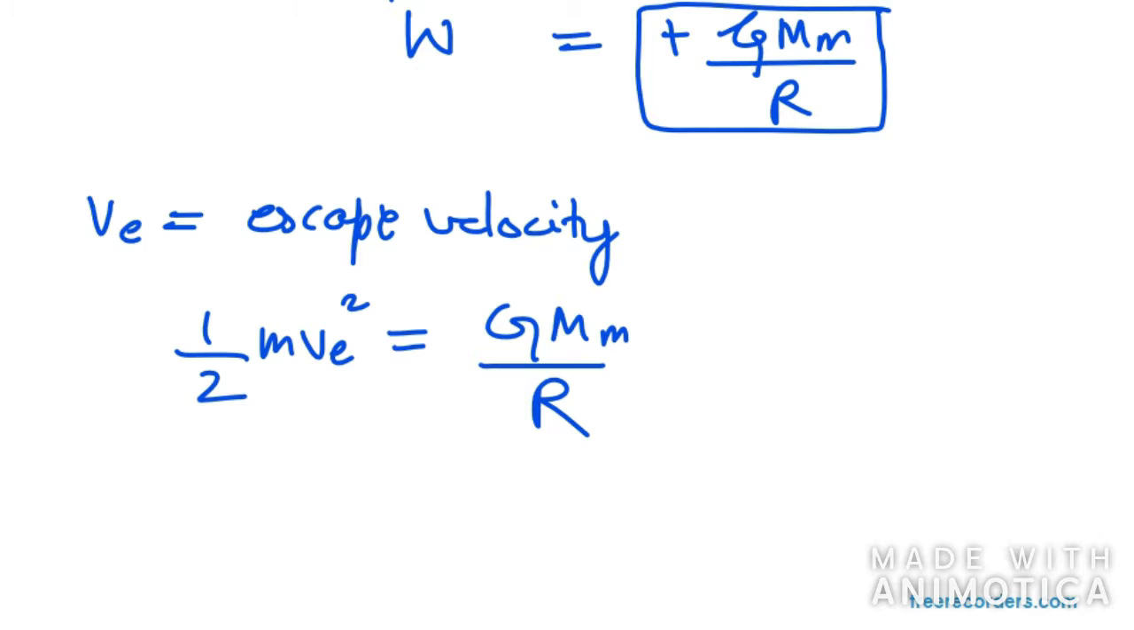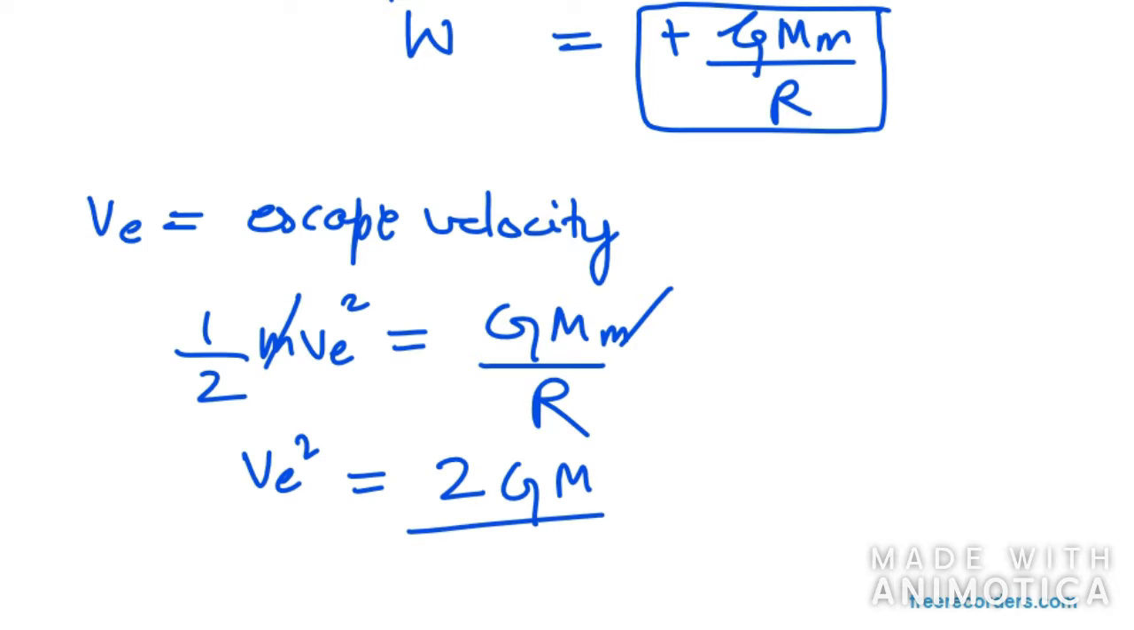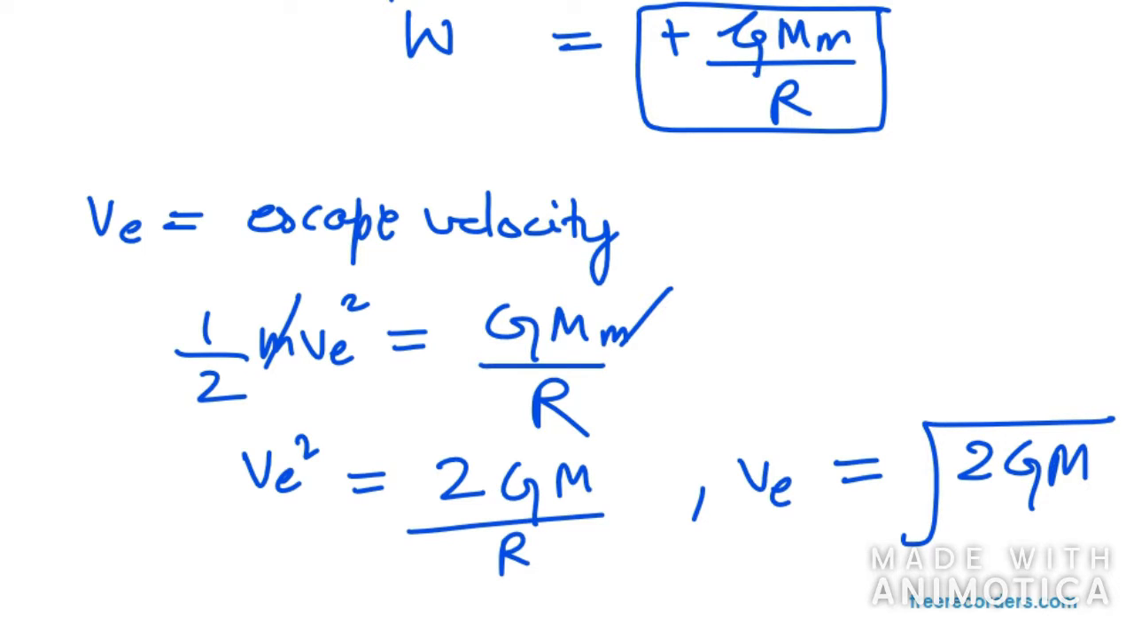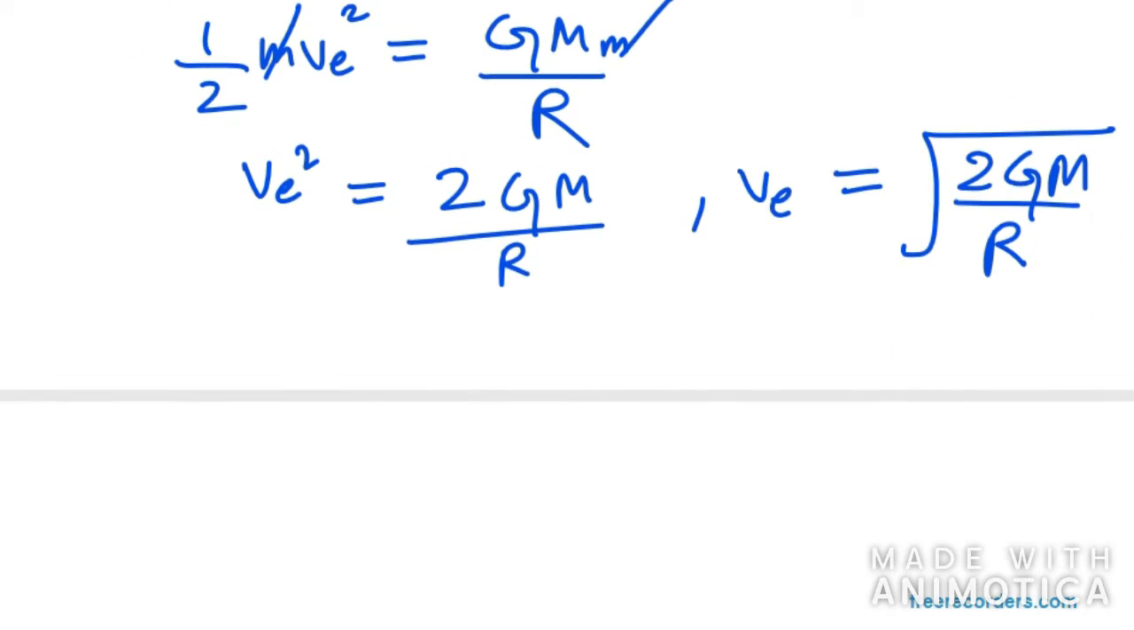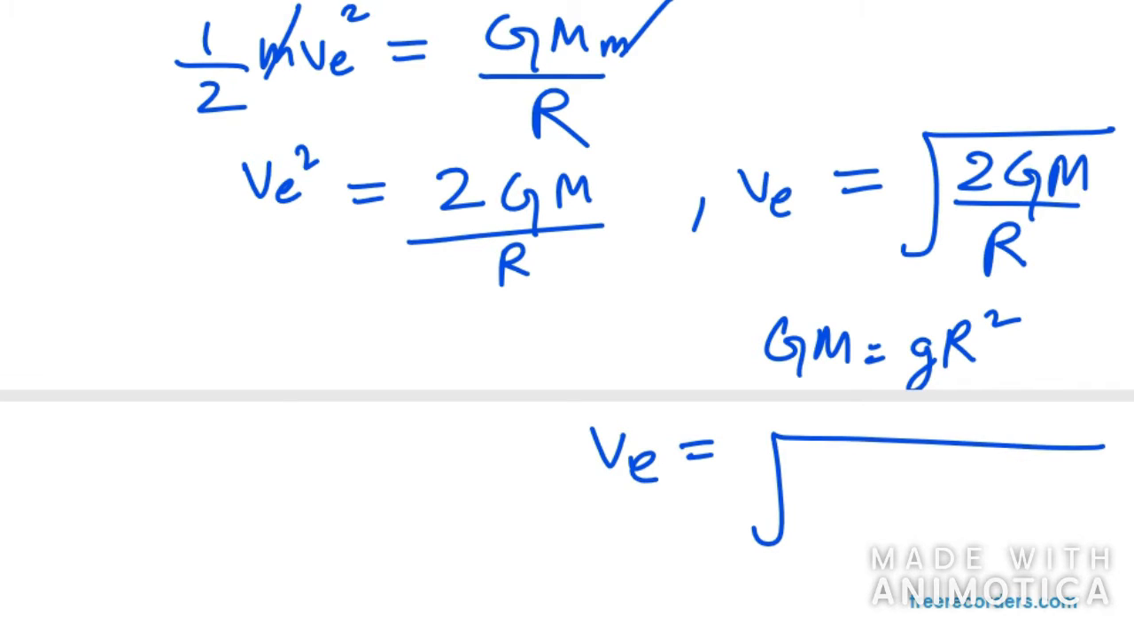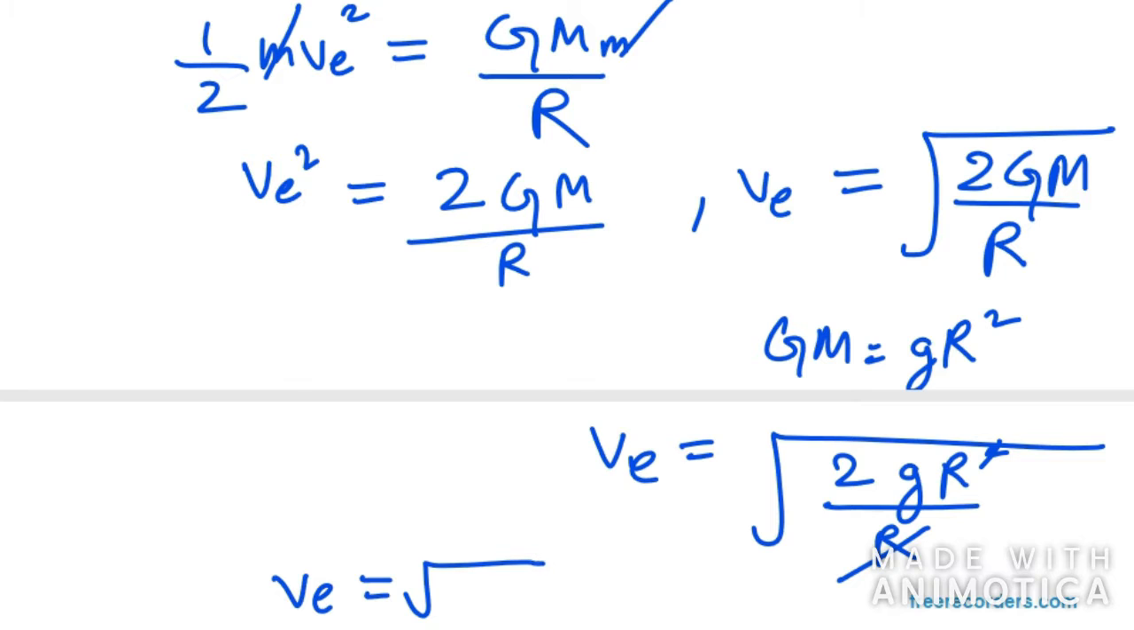So we need to rearrange the terms. So small m gets cancelled with small m. So it will be 2GM over R. So VE will be equal to under root 2GM over R. Now, as you know, GM is nothing but equal to g R square. We'll be putting the value of GM. So it will be 2 g R square over R, and R and R get cancelled. That is VE equal to under root 2gR.